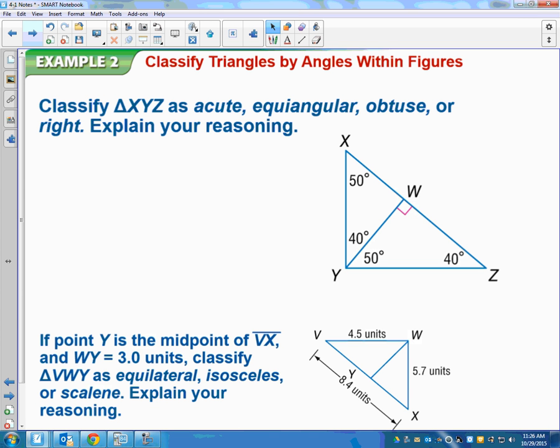If point Y is the midpoint of VX and WY is 3 units, classify triangle VWY again as equilateral, isosceles, or scalene. And be ready to explain your answer. I might choose a random number. So tell me when you're done with that. How many questions do we do? Just 2 more. So you just do number 5 and number 6. Are we done with these 2 yet? We're just on the second one. Okay.